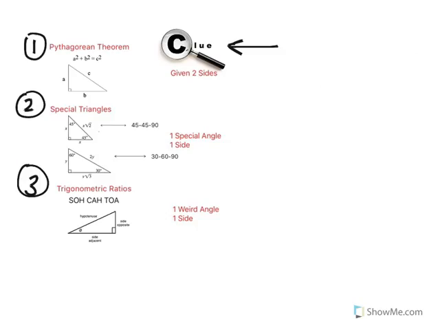So the method I used was trig ratios because I had one side given and one weird angle given. So, in summary, we look for the clue given the figure, and then we pick which strategy we will use to solve the triangle.